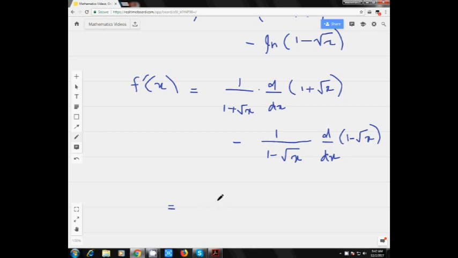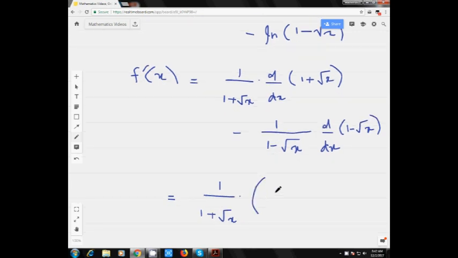We can further simplify it. It comes out to be 1 plus square root x multiplied by the derivative of 1 plus square root x, and it is 0 plus 1 by 2 square root x multiplied by 1, which need not be written.